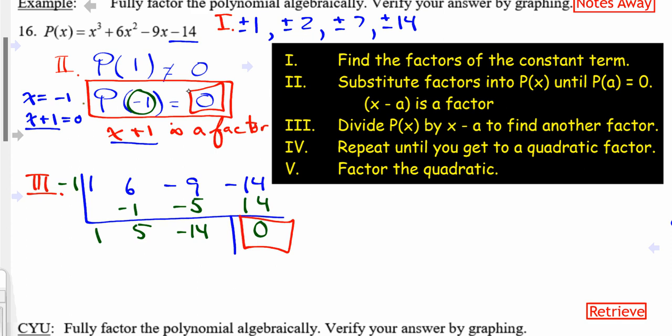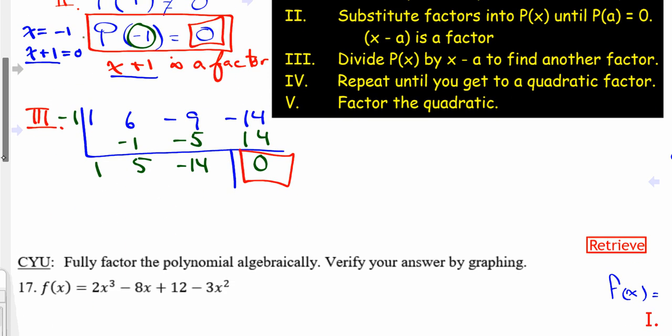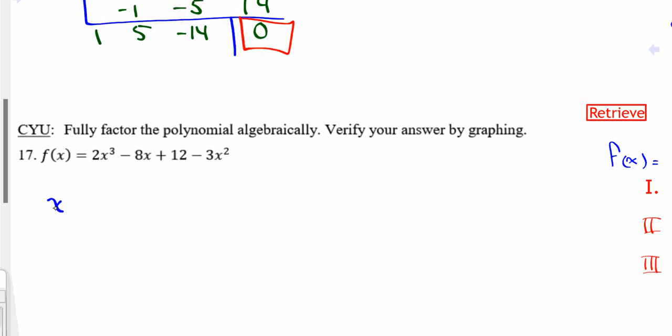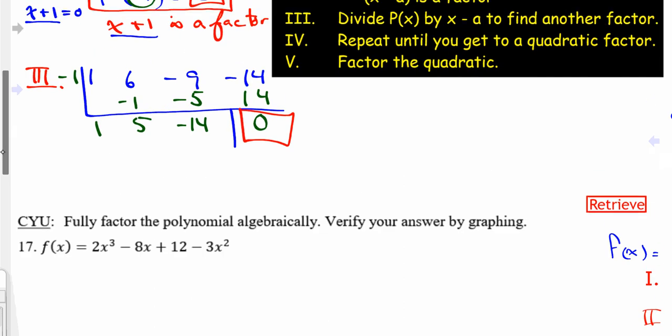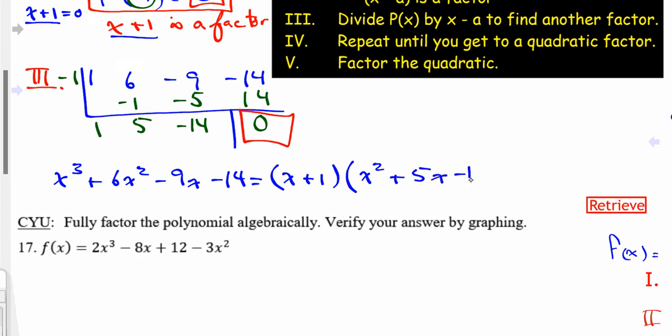All right, so step 3. We have found that so far our polynomial, did I call it p of x? I did. I'll just rewrite the whole thing. x cubed plus 6x squared minus 9x minus 14 is equal to my divisor, x plus 1, times my quotient, x squared plus 5x minus 14.